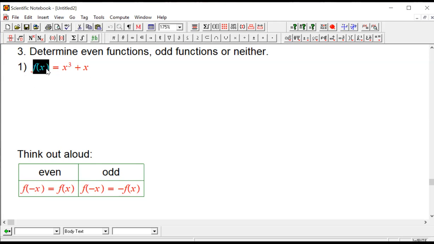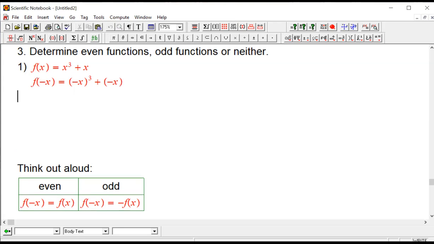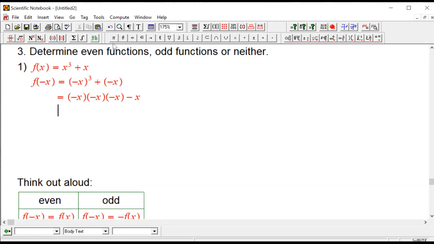So you're going to find f of negative x. So x is replaced by negative x. By the rule of the function, this to the power 3 is now going to be negative x cubed plus negative x. And then what do we get? Negative x to the power 3 is negative x times negative x times negative x, and plus negative x is minus x. So this equals negative x raised to the power 3 minus x.